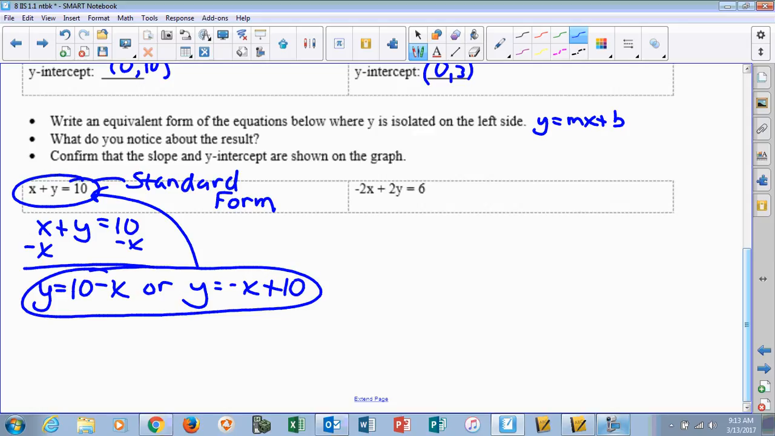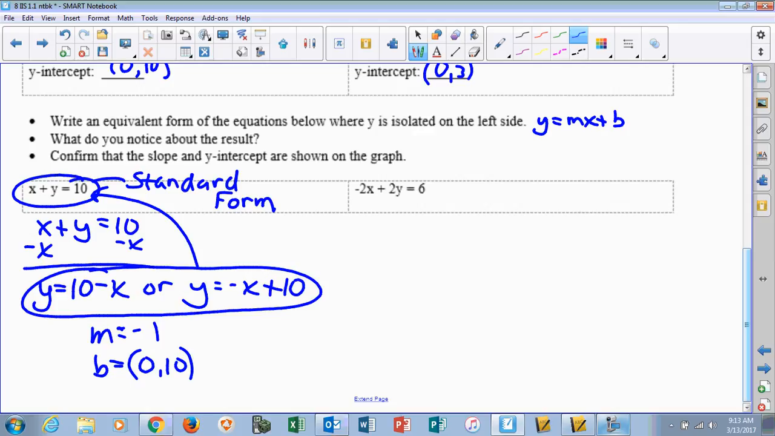So it says confirm that the slope and the y-intercept are shown on the graph. Well, the slope is the number in front of the x, right, which is negative, so that's negative 1. And our y-intercept is at (0, 10), which is the exact same as it was up above.